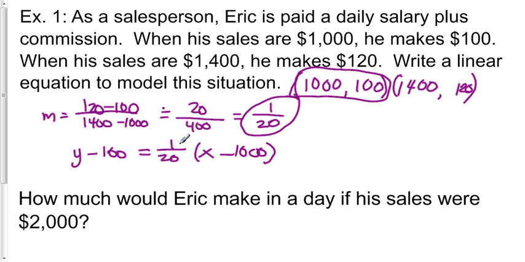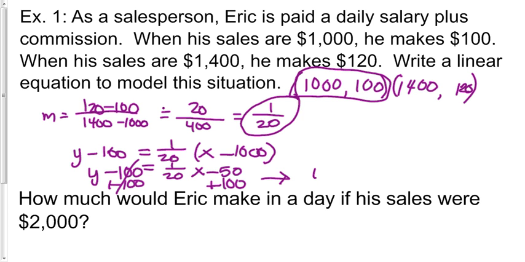Okay, now same steps we were doing last time: distribute. You get 1/20 x minus 50. And then over on the left side, we still have y minus 100. And then finally, my last step here is going to be adding on 100 to each side. Those cancel. And when I add 100 onto minus 50, I get positive 50. So my equation is y equals 1/20 x plus 50. Okay, so there's our linear equation.